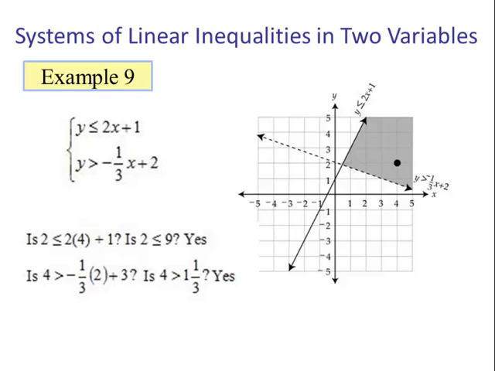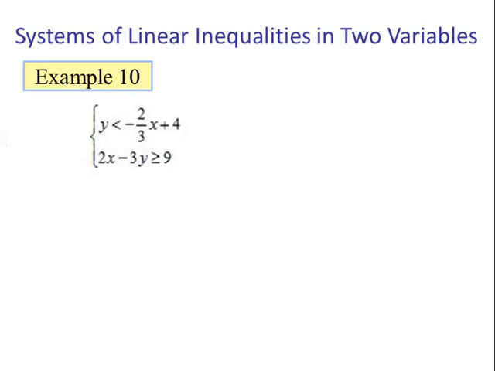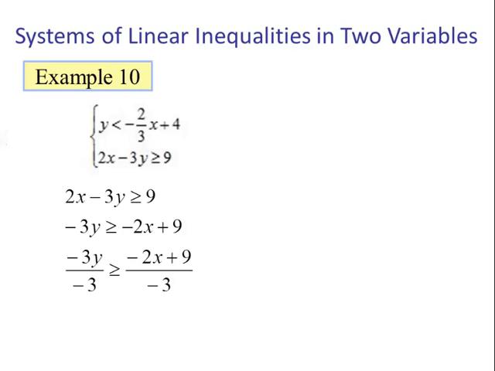Let's do another example. Example 10. Solve this system. Now our first step here is we have to take the second inequality and solve for y. So I have to subtract 2x from both sides. I'm left with -3y is greater than or equal to -2x plus 9. Dividing by -3, which means I'd have to flip the inequality sign. And we have y is less than or equal to 2/3 x minus 3.